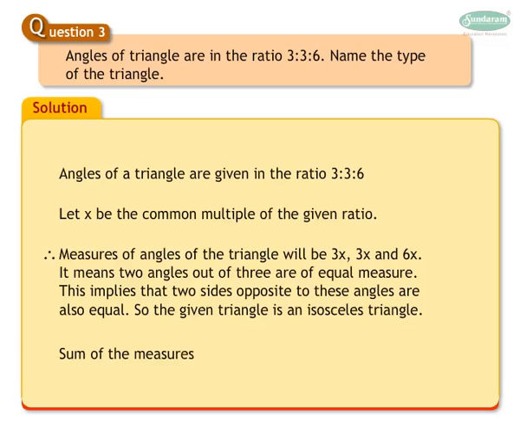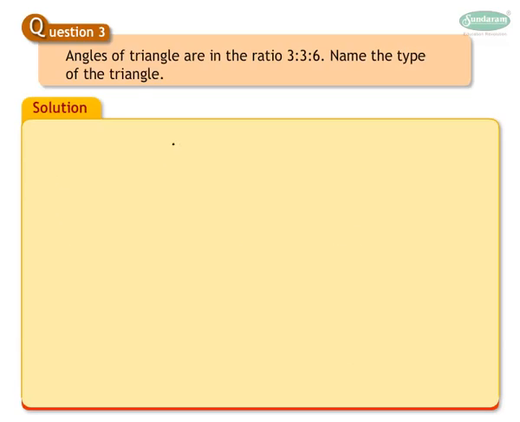We know that sum of the measures of all three angles of a triangle is 180 degrees. Therefore, 3x plus 3x plus 6x will be equal to 180 degrees. This implies 12x is equal to 180 degrees. So, x is equal to 180 degrees divided by 12. So, x is equal to 15 degrees.